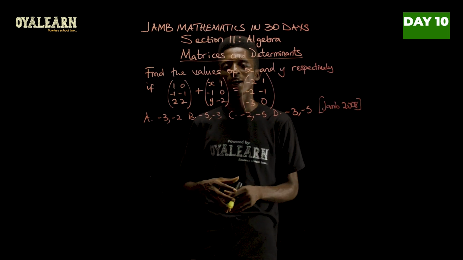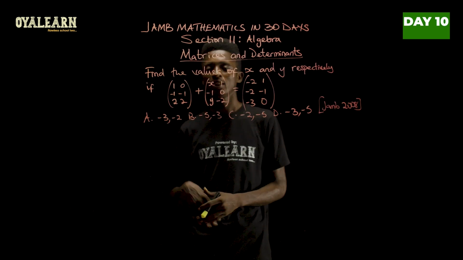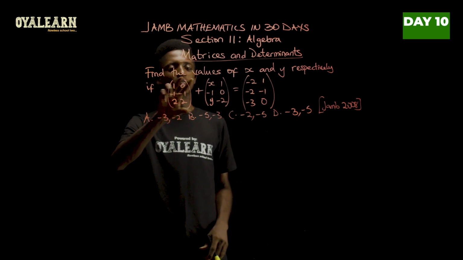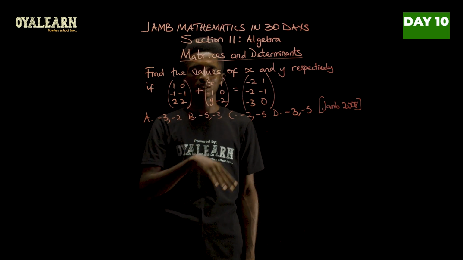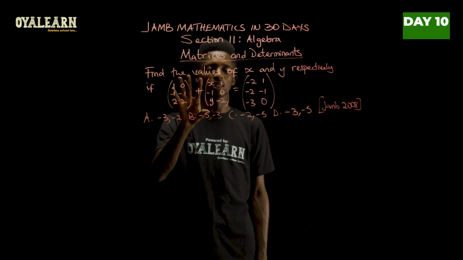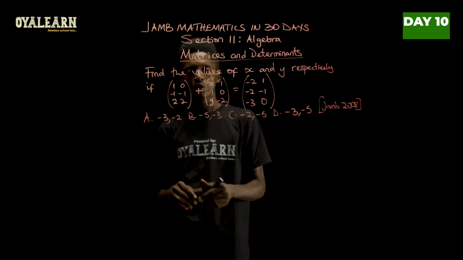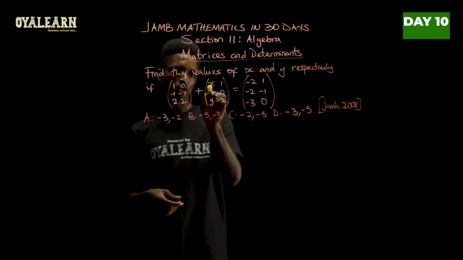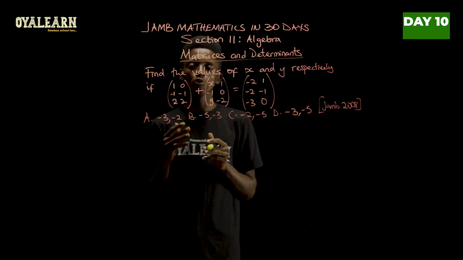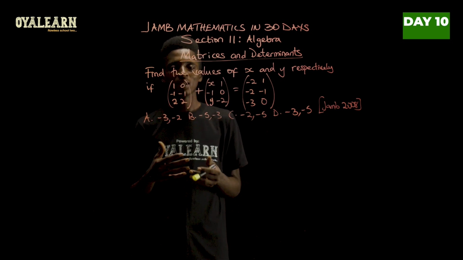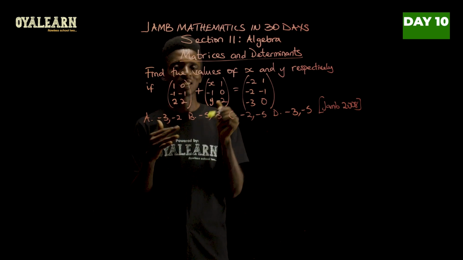Here we are to find the value of x and y respectively, given that when we add these two matrices, and you see these are 2 by 3 matrices, when we added them together, it produces this result. So the point of concern is just x and y. However, take note of this: whenever you're adding two matrices together, they have to have the same number of rows and the same number of columns.